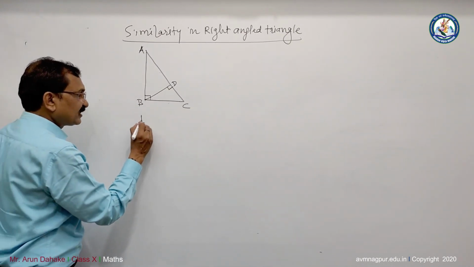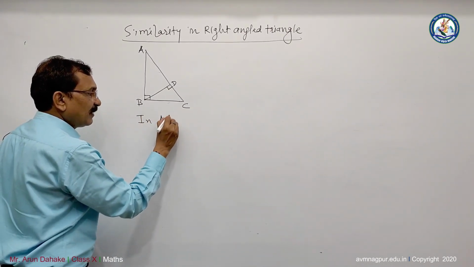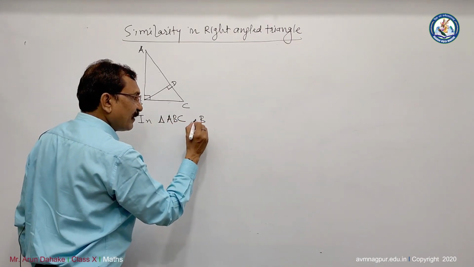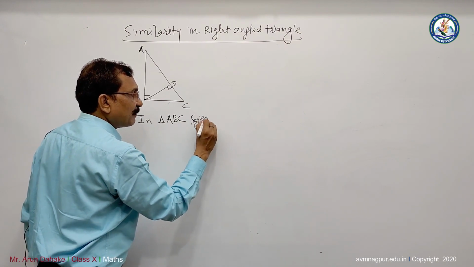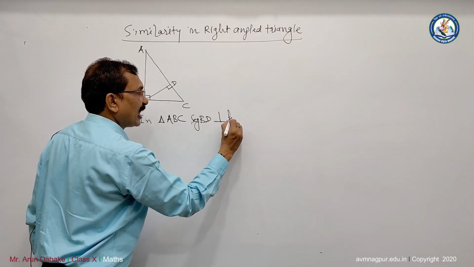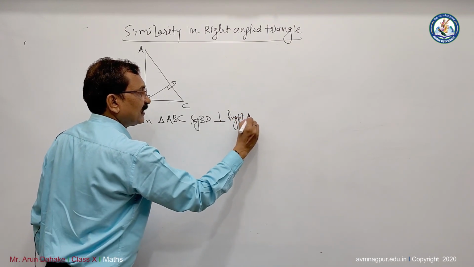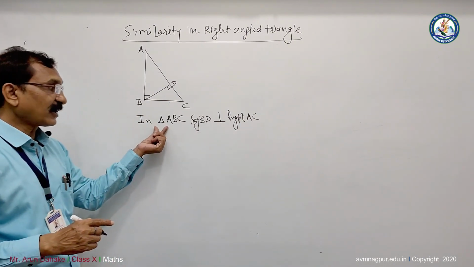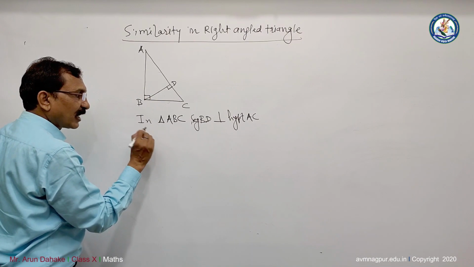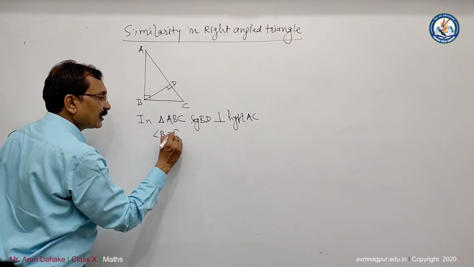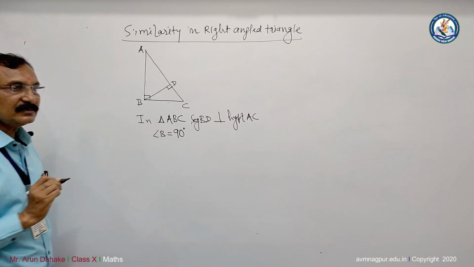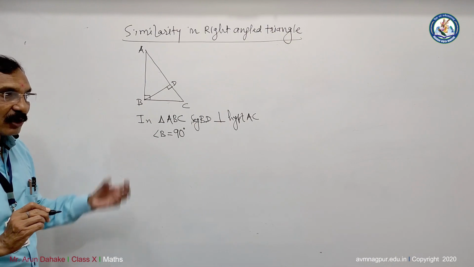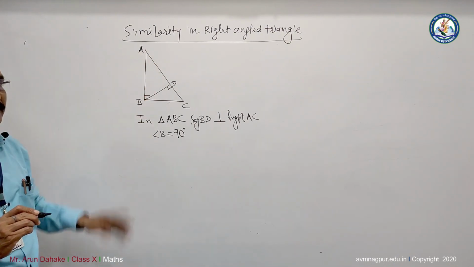Now in triangle ABC, segment BD is perpendicular to hypotenuse AC. This condition is very important in a right angle triangle, and also angle B is equal to 90 degrees. This is given. If this condition is satisfied, then what do we have to prove? Similarity in right angle triangle.